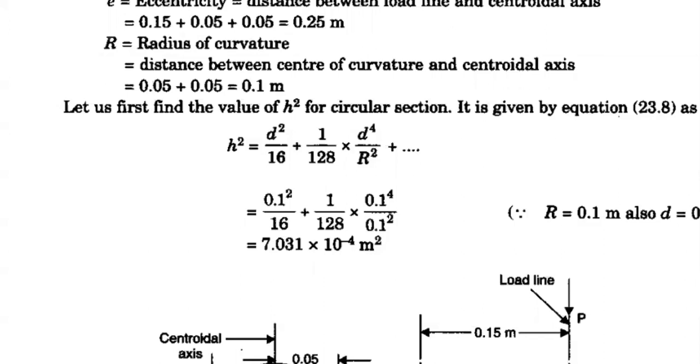So solving standard cross sections is important in this chapter. You have to bother about only 5 problems in these curved beams, the standard cross sections of curved beams. If you are very careful and thorough in knowledge of these curved beams, then everything is over. Your entire problem is over. Right? I hope you got the answer: 7.031 into 10 power minus 4 meter square.